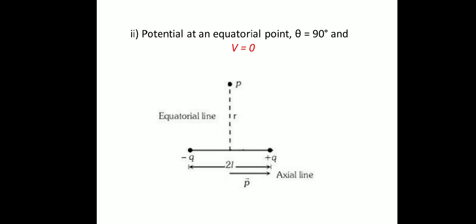Cos 90 is 0. So if you put the cos 90 value in the formula V is equal to 1 upon 4 pi epsilon 0 P cos theta upon R square, then the RHS term becomes 0. So we have potential V equal to 0 when the point is present on the equatorial line.